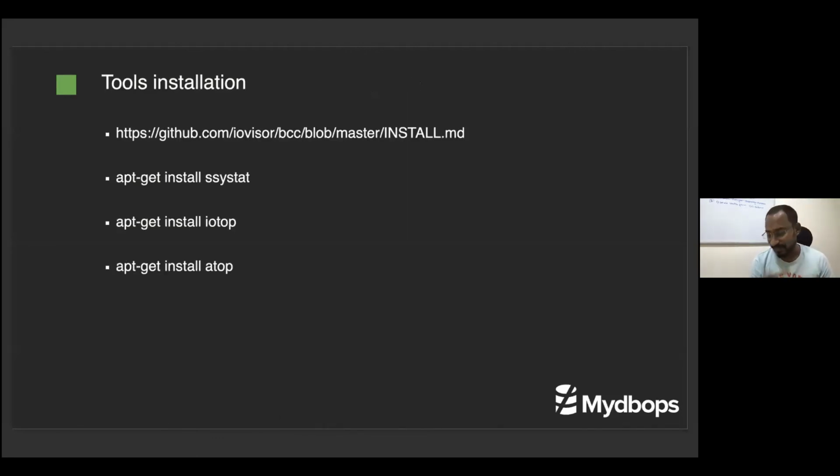Till this point, I didn't cover what commands I used to install anything, so I put it in the last slide. This is the link. You can go and install whatever BPF tools I have used, and sysstat, iotop, atop. You can use the same commands: brew install sysstat, brew install iotop, brew install atop, and all the BPF installation instructions are available in the link I gave above.